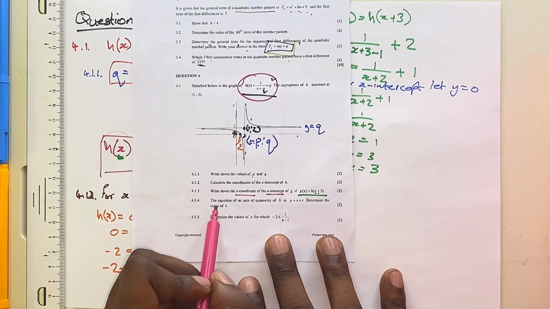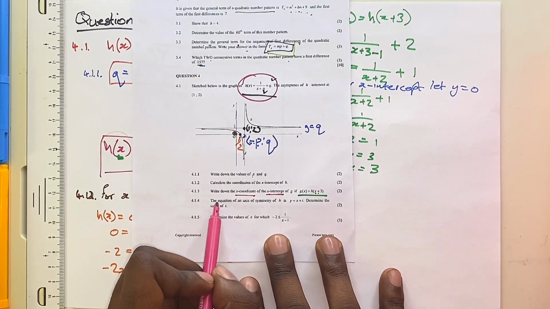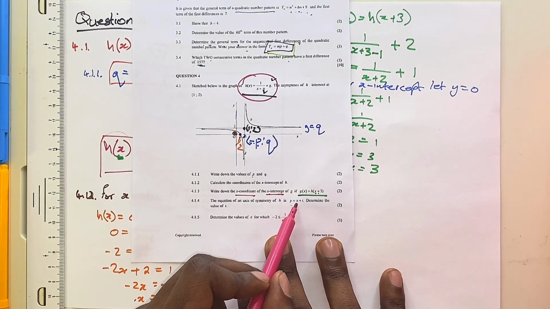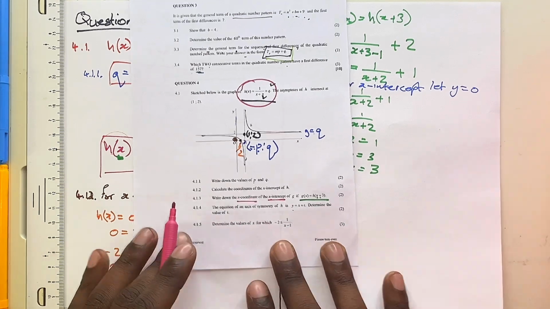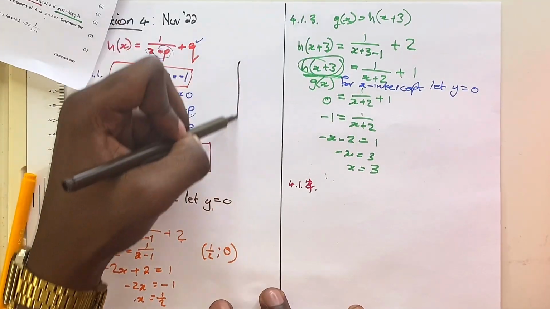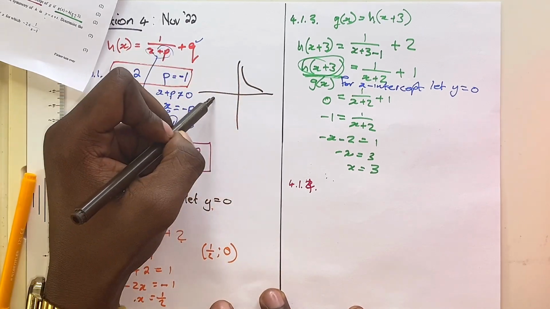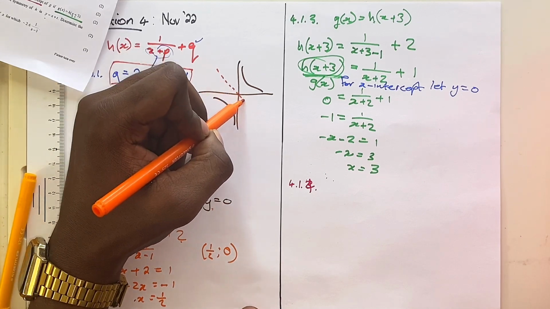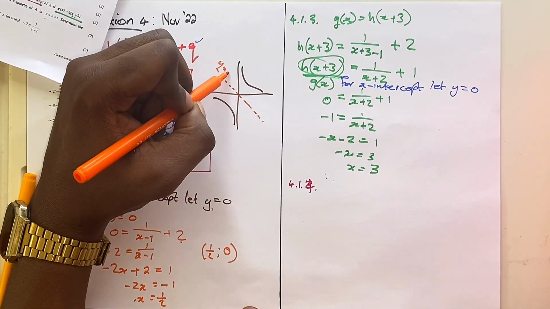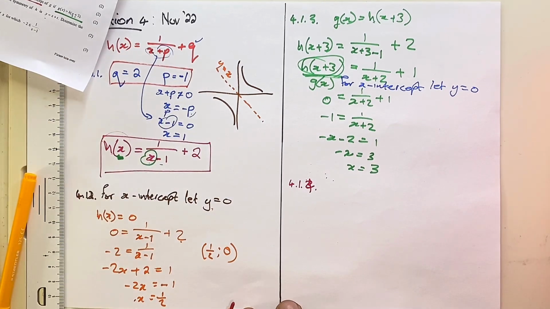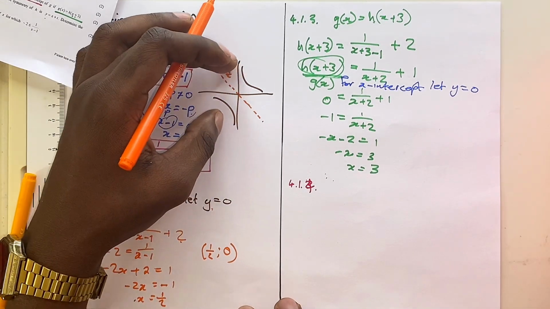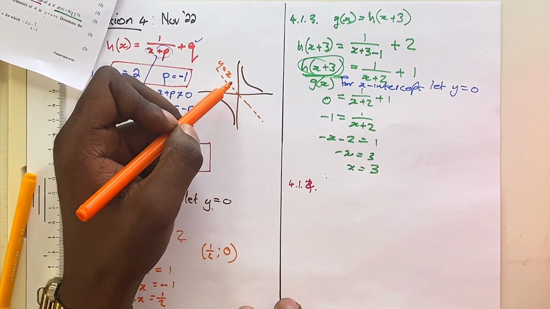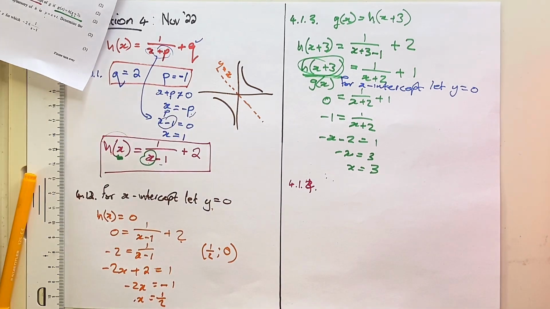Now for 4.1.4, it says the equation of an axis of symmetry of h is y equal to x plus t. Determine the value of t. When you have a hyperbola, especially one where it hasn't moved, the axis of symmetry will be given by a line that goes here, and that line is y equal to x. Now, if you shift your hyperbola upwards, your line of symmetry will also shift upwards. If we shift it down, it will shift down.